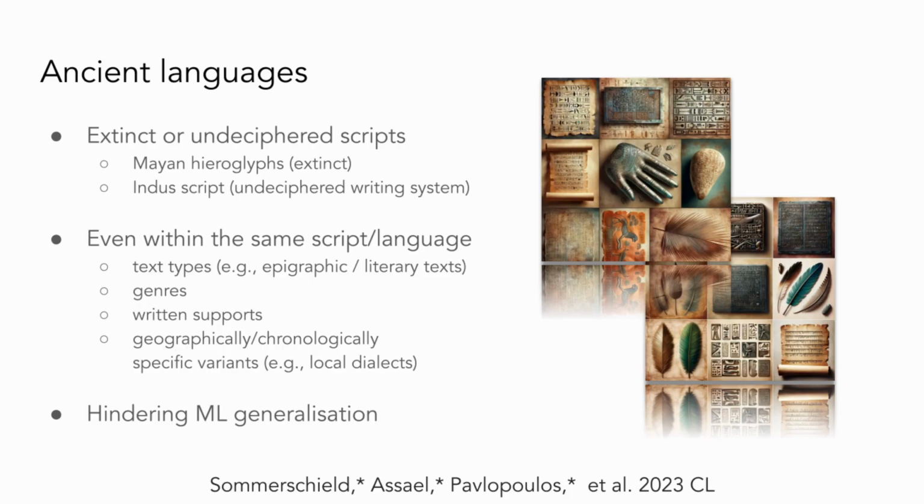Written in a variety of writing systems, some ancient languages are now extinct, for example, the Mayan hieroglyphs, or they remain undeciphered, such as the Indus script. And what is more, a single script might encode several languages. But the relationship between these languages might be unclear. Even within the same script, or even, let's say, the same language, variations between genres and written supports, text types, geographically or chronologically specific variants, all of these hinder generalization of machine learning models.